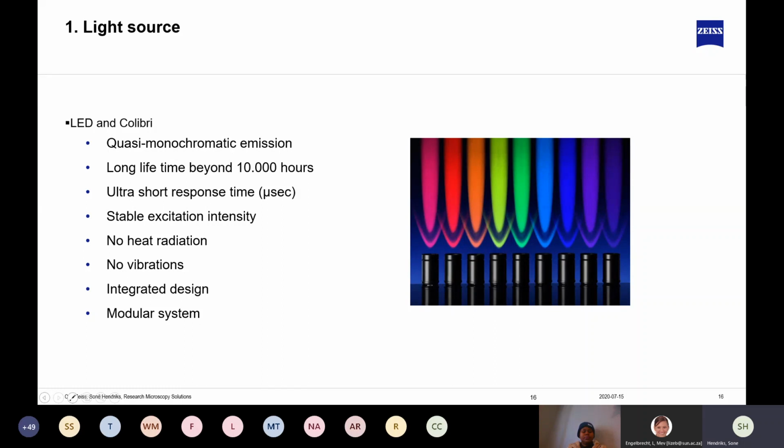They have ultra short response time. You can switch it on and immediately start working. And there's no heat radiation, no vibration. It's integrated into your microscope and you can use different combinations. For these types of light sources, you also don't need an excitation filter because they are practically monochromatic emission. You don't need to block out any alternative wavelengths because these light sources give off a specific wavelength of light already. So your filter cubes are also designed slightly differently. As I mentioned, it does not have the excitation filter.